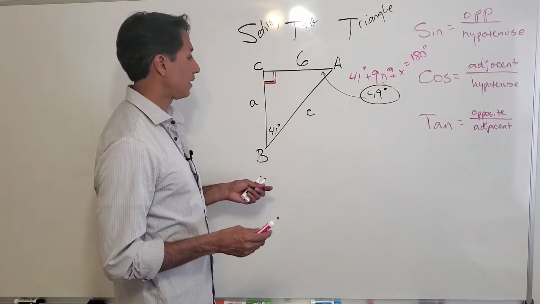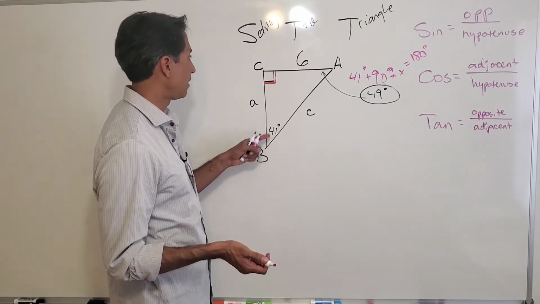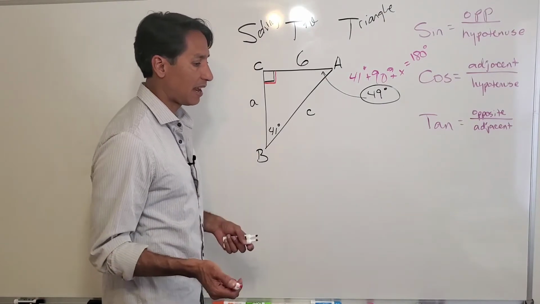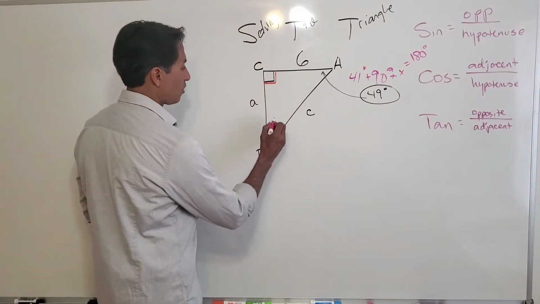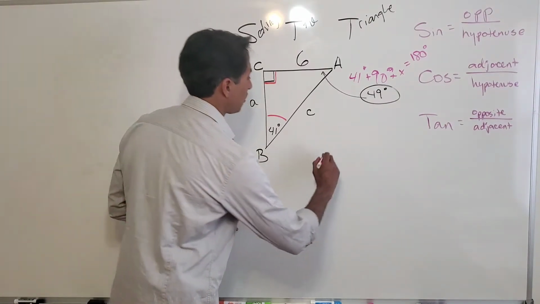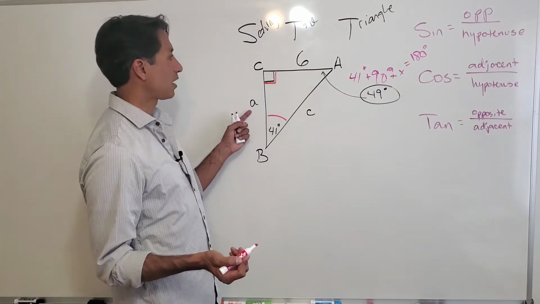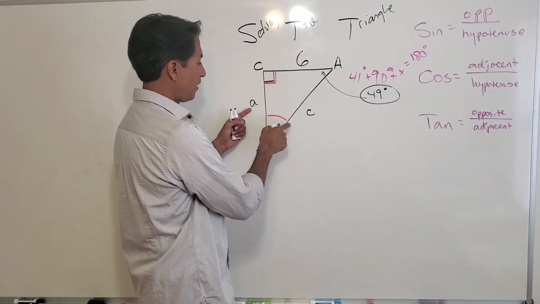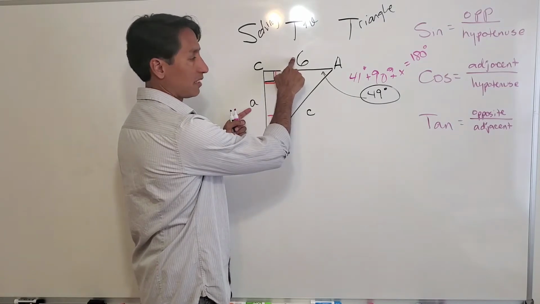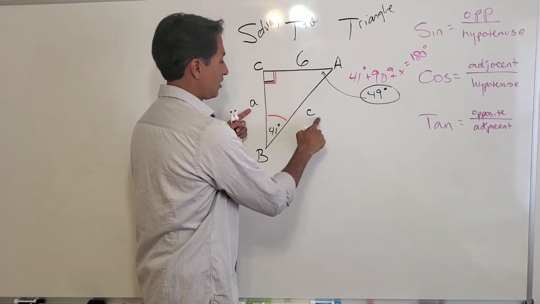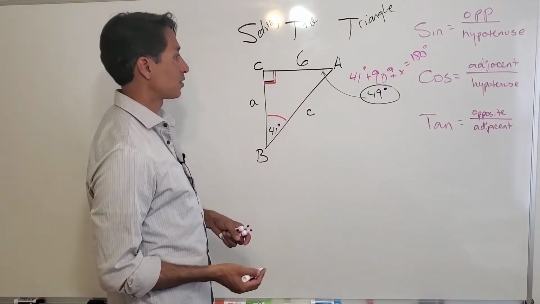So how about we solve for A, or C, I don't know. We'll do A. I know the measurement here is 41 degrees, and I'm looking for the adjacent, because this is the opposite. If I have this measurement here, this is the opposite length, this is the adjacent length, and this is the hypotenuse.